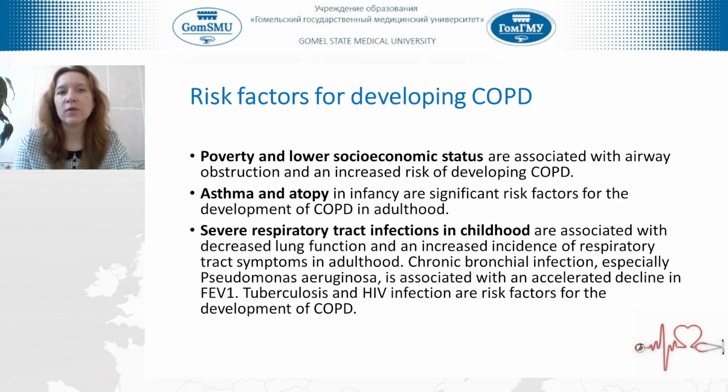Next, poverty and lower socioeconomic status are associated with airway obstruction and an increased risk of developing COPD. Asthma and atopy in infancy are significant risks for the development of COPD in adulthood. Severe respiratory tract infections in childhood are associated with decreased lung function and increased incidence of respiratory tract symptoms in adulthood. Chronic obstructive bronchial infection, especially Pseudomonas aeruginosa, is associated with an accelerated decline in FEV1. Tuberculosis and HIV infections are risk factors for the development of COPD.